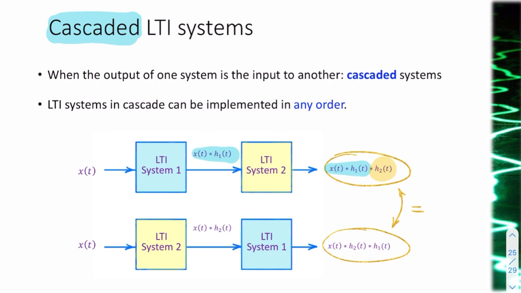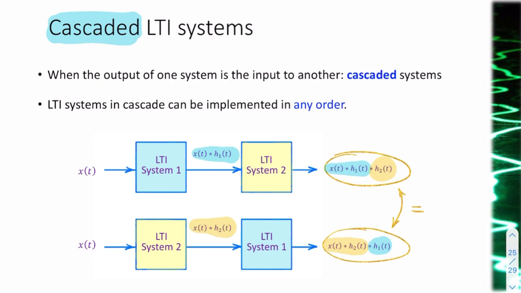Now, if you switch the order of these two systems, because they're cascaded, this time you'll have the convolution of X and H2, and that will be convolved with H1. But because this is a convolution operation, they are the same. These are exactly the same. So it doesn't matter which way around you arrange your cascaded system. They can be implemented in any order.